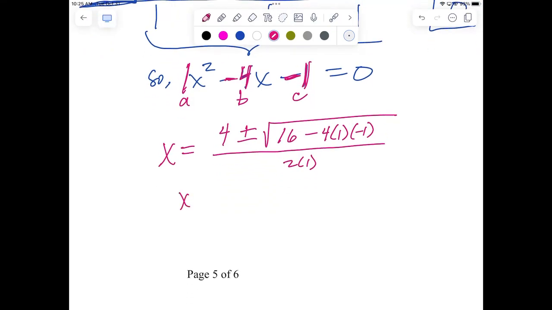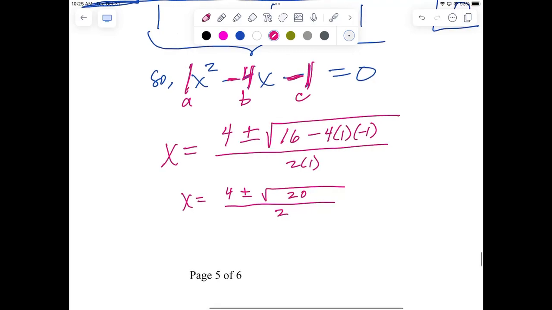All right, now I just simplify that. I get x equals 4 plus or minus. What am I going to end up under my radicals? 16 plus 4? That's positive 20 all over 2. Now, I don't get imaginary solutions here. I'm going to get 2 real radical solutions. So off to the side now on my workbench, I'm going to focus on 20.